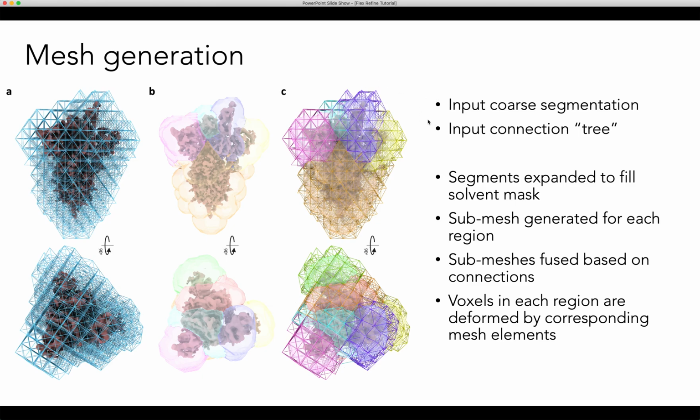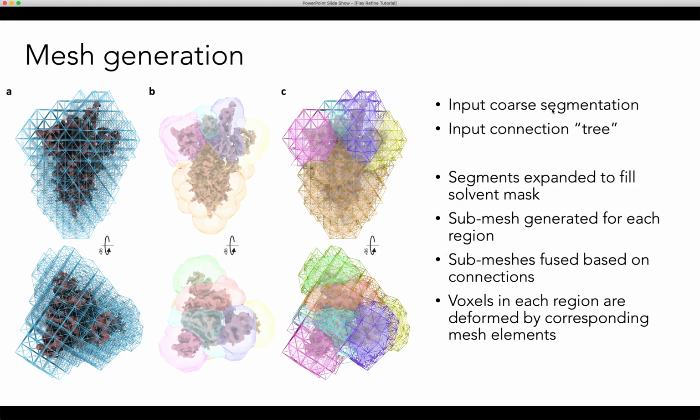We input that as well as what's called a connection tree, a list of pairs of regions that need to be fused together or joined together to create our final mesh. The way the technique works is that first each segment is expanded, meaning that every voxel within our solvent mask is assigned to be part of one of the segments, whichever segment it happens to be closer to, so that in total all of our segment boundaries cover the entire solvent mask. And then for each one of these regions, a submesh is generated. Those submeshes are actually subparts of the overall continuous mesh that would otherwise have been created. But this time, each of those submeshes only covers one region at a time. And those submeshes may actually overlap and have some cells and nodes that are in the same positions as each other. And that's where the next step comes in.